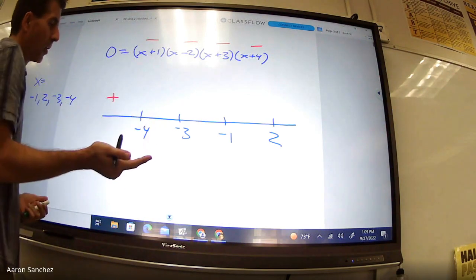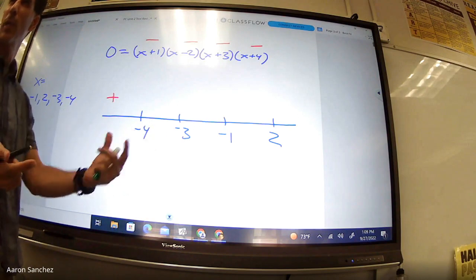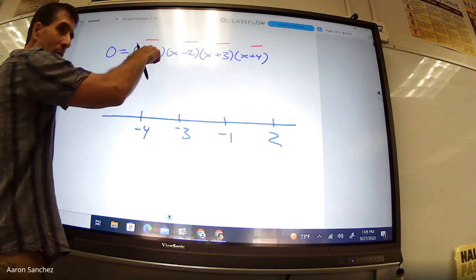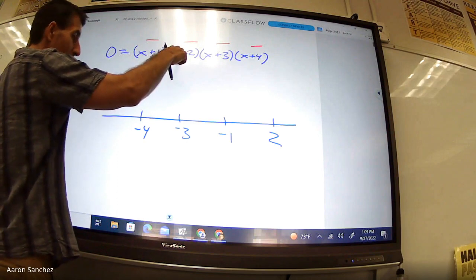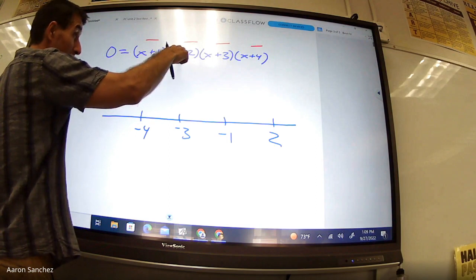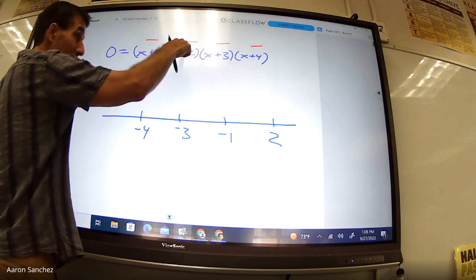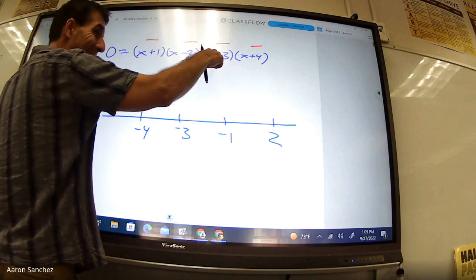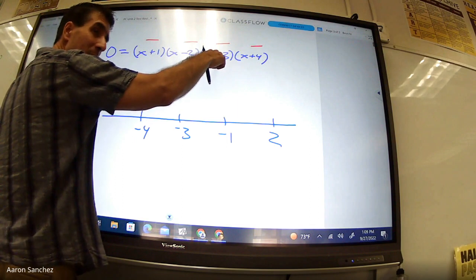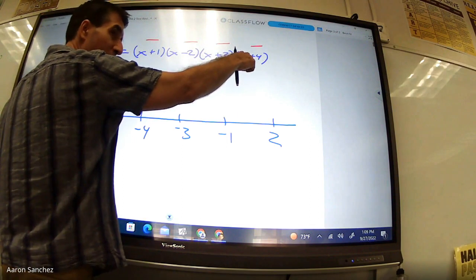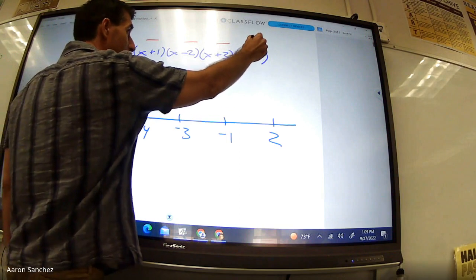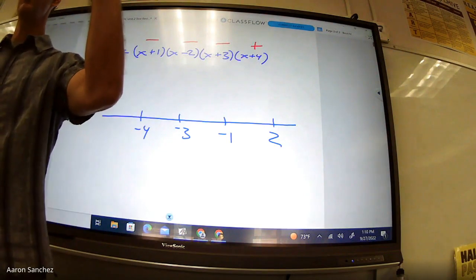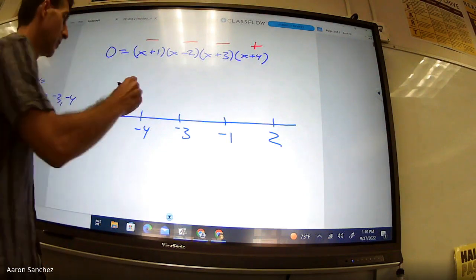Plug in negative 3.5, because that's between -4 and -3. -3.5 plus 1 is -2.5, which is negative. -3.5 minus 2 is -5.5, which is negative. -3.5 plus 3 is -0.5. Is still negative. -3.5 plus 4 is +0.5, which is positive. 3 negatives. 2 become positive, 1 left, negative, negative.